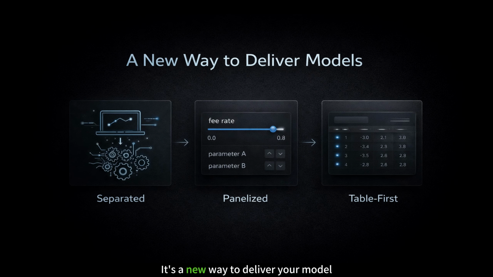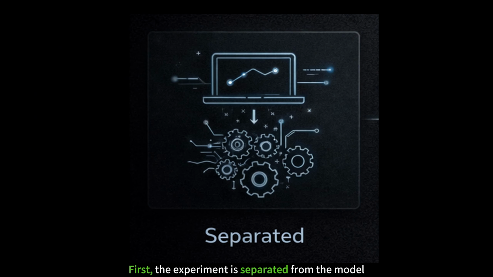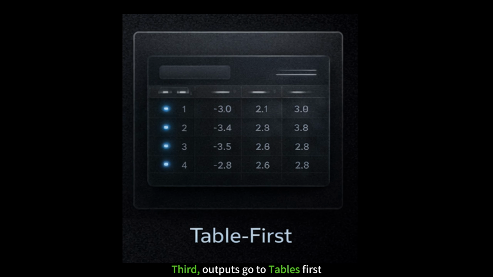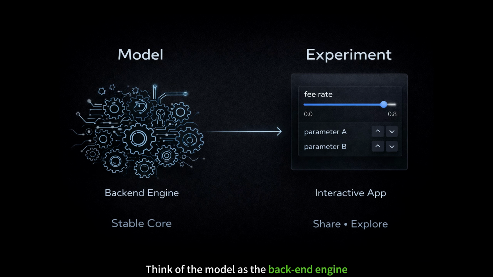It's a new way to deliver your model, with 3 benefits. First, the experiment is separated from the model, so users can explore safely. Second, inputs become panels, so parameter control is fast and intuitive. Third, outputs go to tables first, so charts are consistent and easy to build. Think of the model as the back-end engine. The experiment is the interactive app on top of it, easy to share and explore.